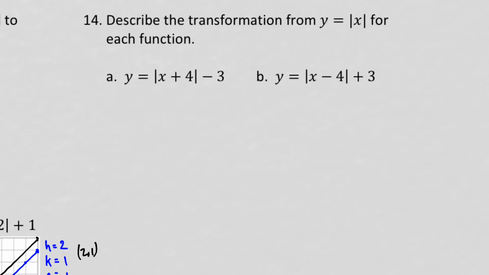It says describe the transformation from y equals absolute value of x for each function. So y equals absolute value of x, that's the parent function. So it's basically saying what happened to the parent function to turn it into this right here. Okay, and it's actually really easy, just like the ones we did before. We don't even have to graph it. All you have to do is find h and k. So here we go. Let's get started with a.